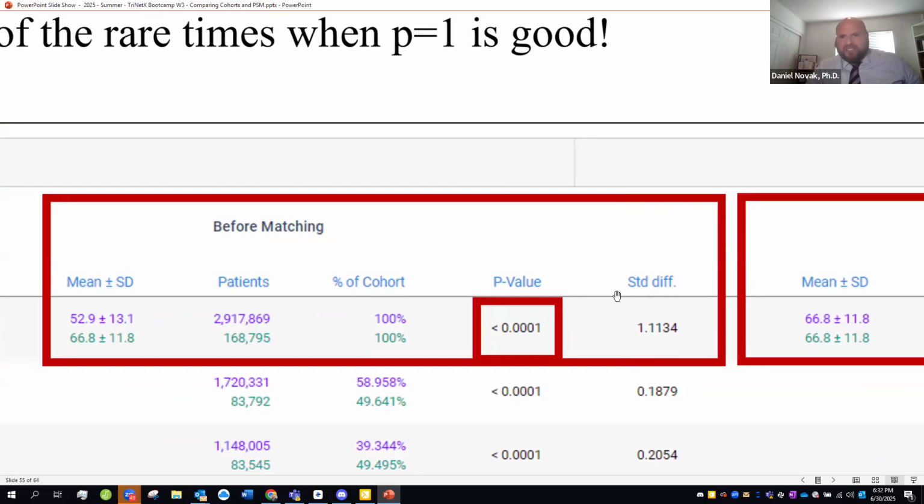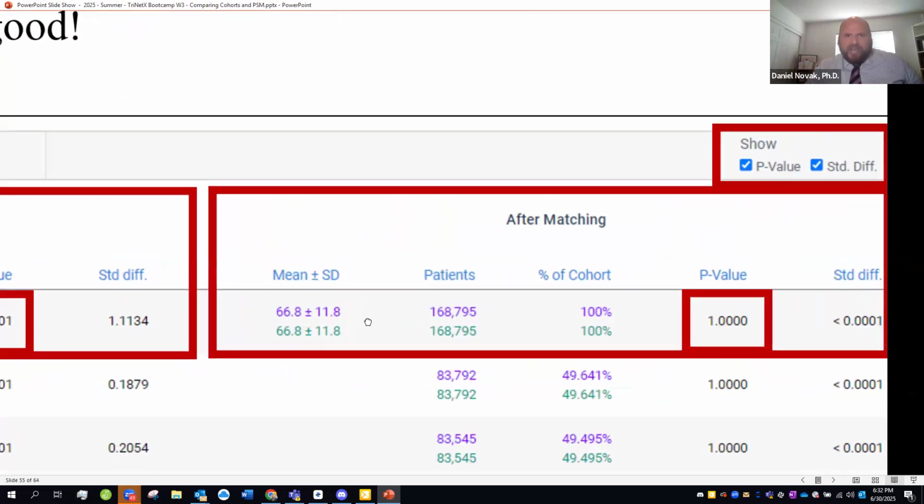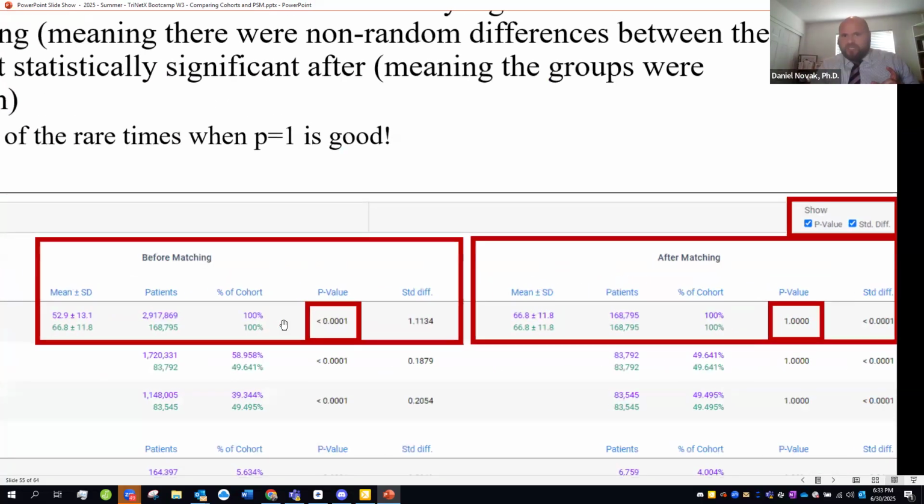And you can see that our standard difference that we talked about a little while ago, 1.1, is quite a big difference between the two, and they were statistically significantly different. Now, after matching, you can see in this column over here, our mean ages between the two groups, because we had such a large control group and even such a large experimental group, our statins group, we were able to find one person for every person in this group to be matched with.